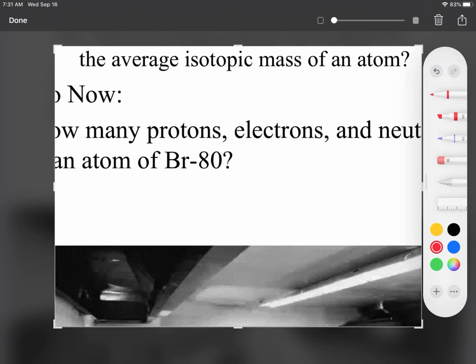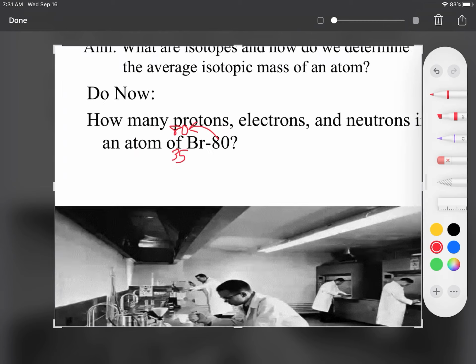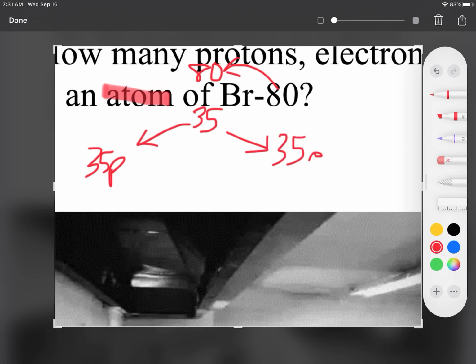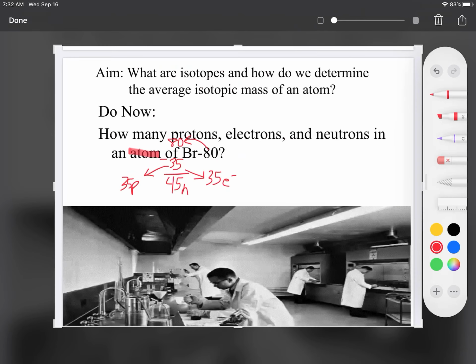Okay, we're back. So we learned that whenever we see the symbol of the element Br, that's bromine-80, the 80 represents the mass. We need to go to our periodic table and look at the atomic number. When you look it up, that's 35. So the question is, how many protons, electrons, and neutrons are in the atom? Atoms are electrically neutral, so we have 35 protons, 35 electrons, because if it's neutral, it means the numbers are equal. If you subtract them, you get 45 neutrons. Okay, let's move on.